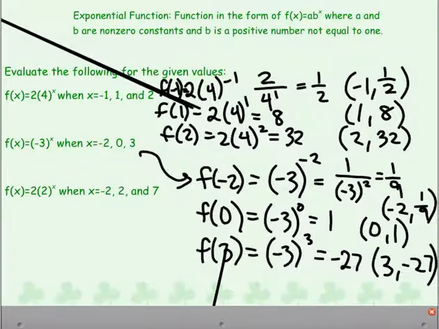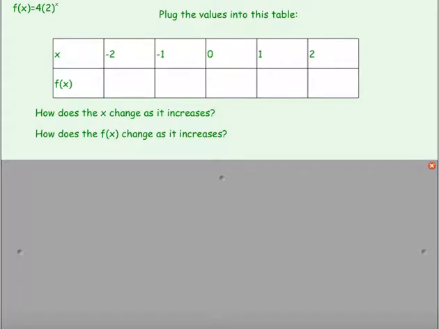Now let's do this one here, 4 times 2 to the x power, and we plug in all of these different values. If I plug in -2, I'm going to get 4 times 2 to the -2nd power, which means I have 4 over 2 squared, which is just 1.